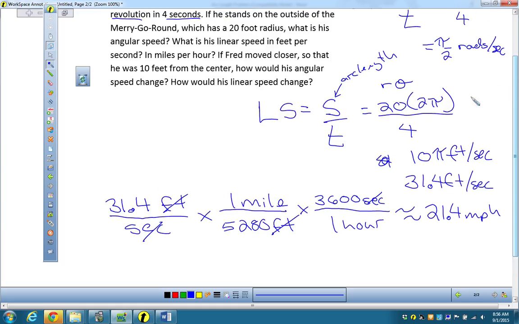Yeah, all you'd have to do really, right? If he's on the inside, this just changes to 10, right? So it's just going to get cut in half. You get that? So you don't have to do all the math again, because the radius is half, and it's a linear relationship. It's not squared or anything. So when he's on the inside, he's only going to be going, what's that, 10.7 miles per hour. Okay? So he's going a lot slower.